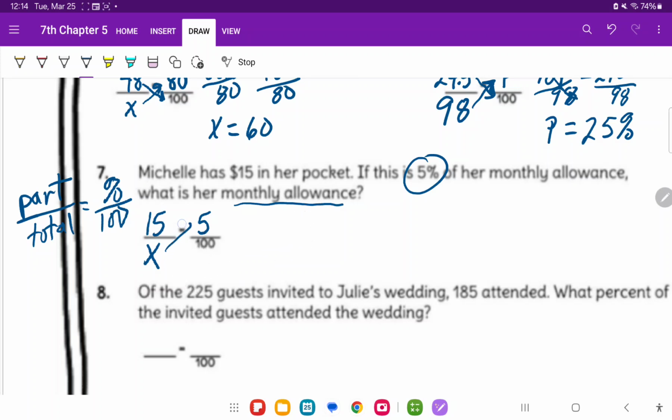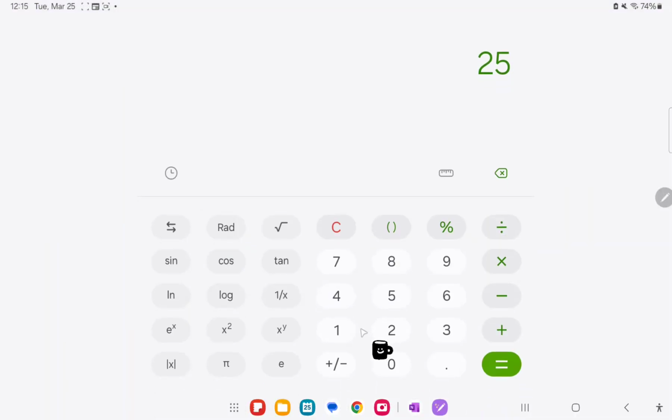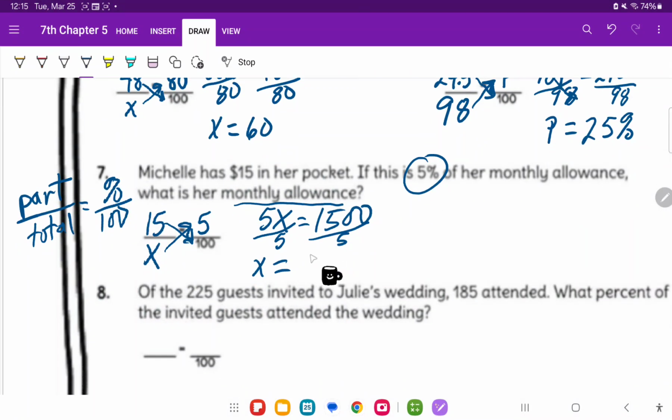So let's cross multiply. So 5 times x is 5x. And 15 times 100 is 1,500. Like that. So then we're going to divide by 5. All right, so her total allowance is 1,500 divided by 5. That is 300.